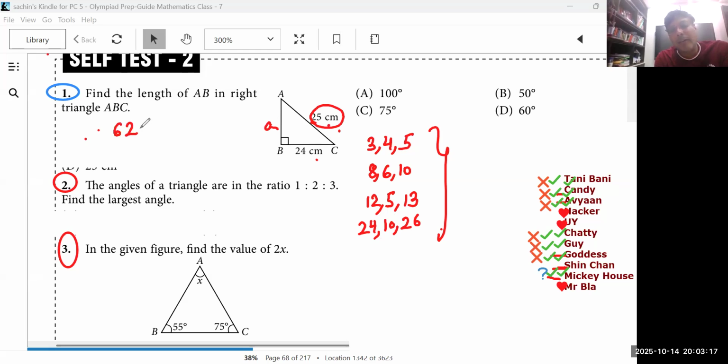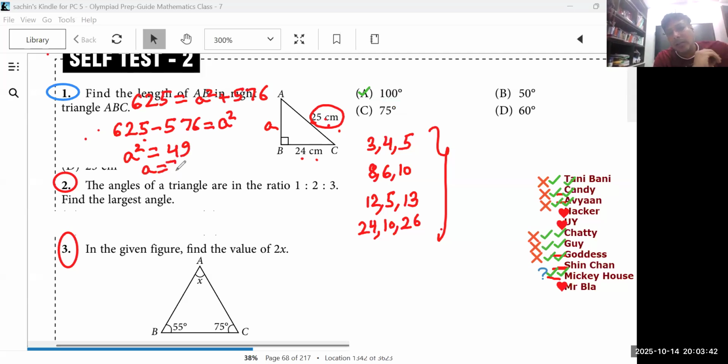25 square is 625, 24 square is 576. That will give me a square because c square is the greatest. So basically 625 is equal to c square, a square plus 576. So a square will be equal to 625 minus 576. So a square will be equal to 49 and a will be equal to 7. Second question and third question, everyone got it correct. So hopefully we have understood everyone. Yes, guys. Sir, so a is equal to 7 centimeters.